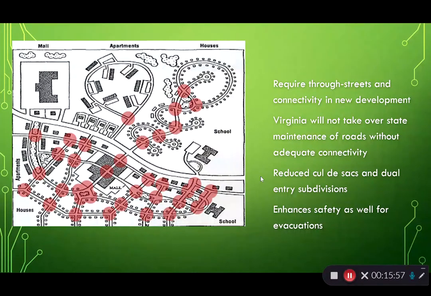So reducing cul-de-sacs, reducing dual entry subdivisions, because having that limited entry also makes things less safe in the event of a disaster and the need to evacuate. So again, there are lots of benefits to improving connectivity in our neighborhoods.